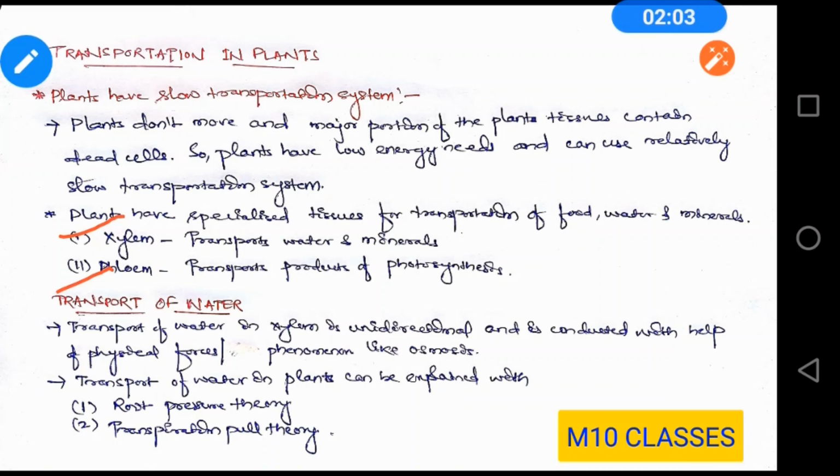There are two theories related to the transportation of water inside the plant body. One is the root pressure theory, and the second one is the transpiration pull theory. We are going to read about this in detail, but before that, let us see two pictures.